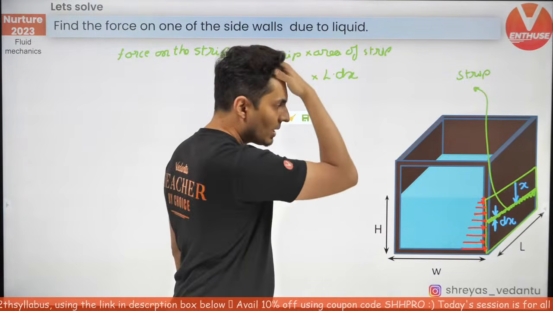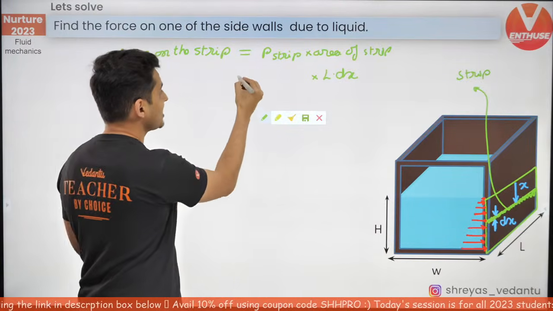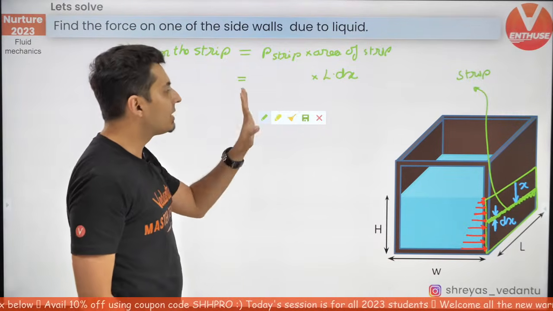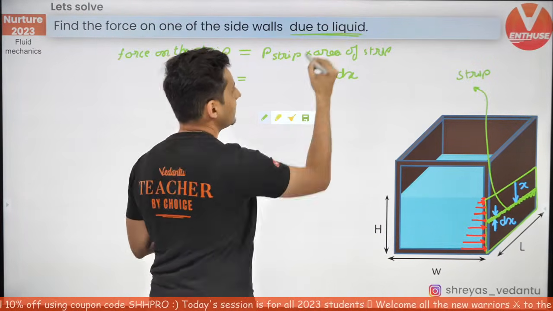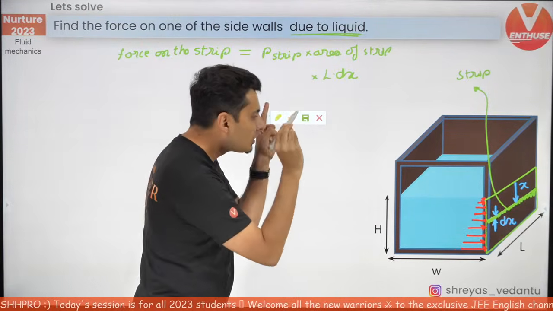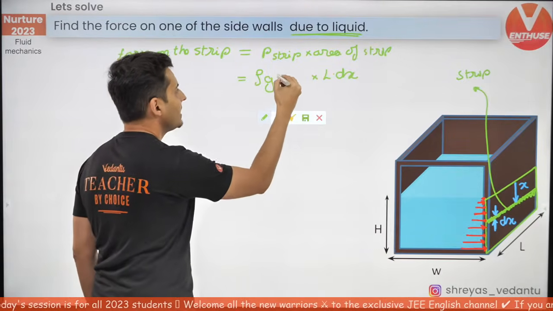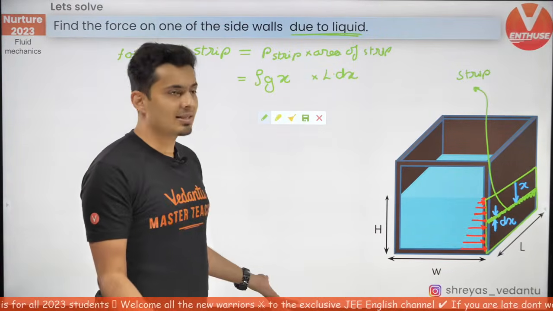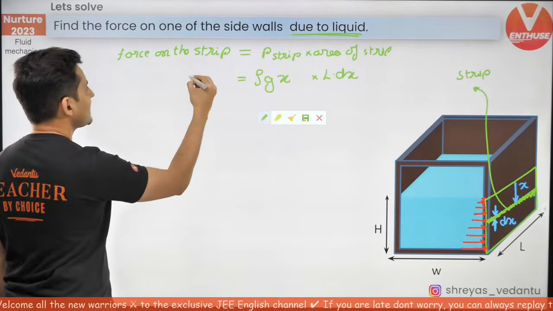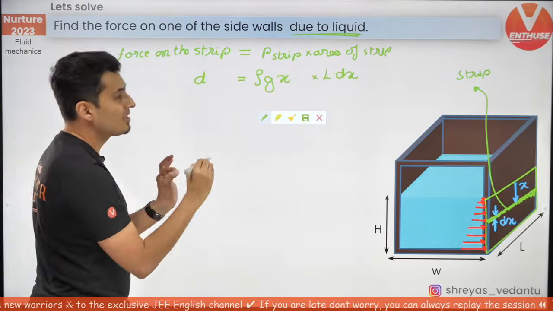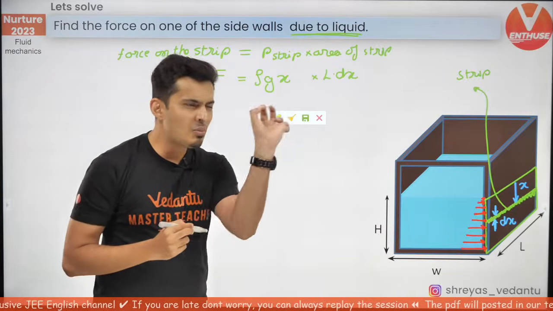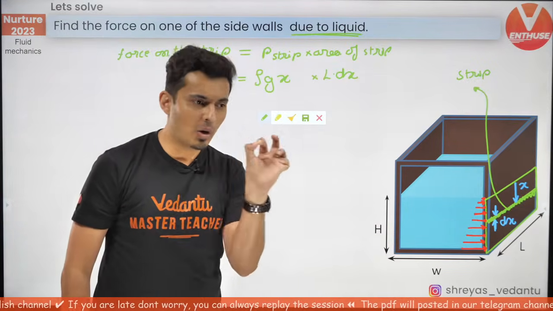Shall we go ahead? Now, what is the pressure at that strip due to the liquid only? Don't take into account the atmospheric pressure, because it just says due to liquid. So it is just going to be rho gx. Rho g depth. No p naught over there. So this is the force on the strip, and since it's not just F, it will be dF. Why this d came? Because it's a small mini force on a small strip.